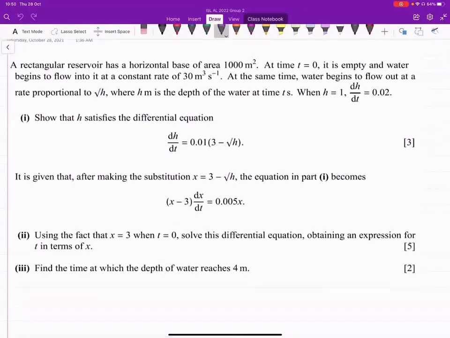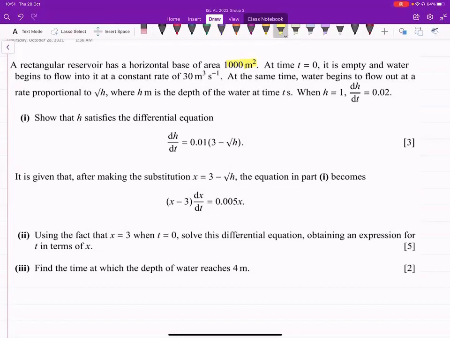A rectangular reservoir has a horizontal base of 1000 meters square. ये area दिया हुआ है आपको, उसकी base का. At time t equals 0, it is empty. So the initial volume of whatever is inside it is 0. Achha, water is inside it.